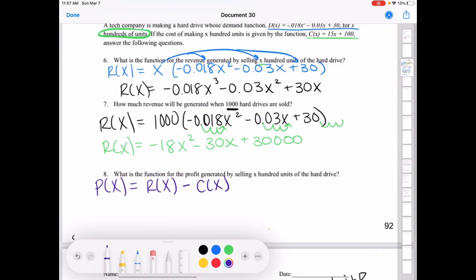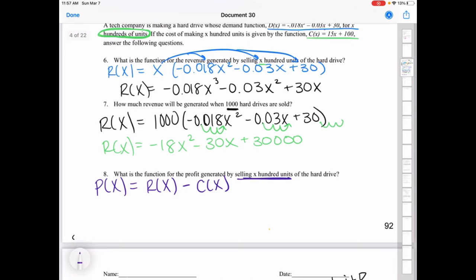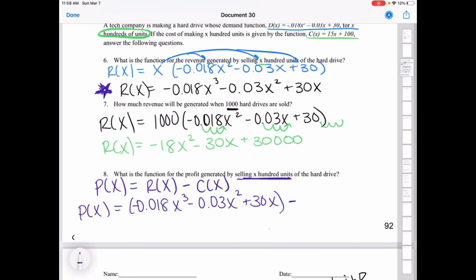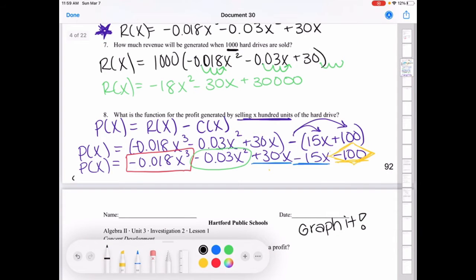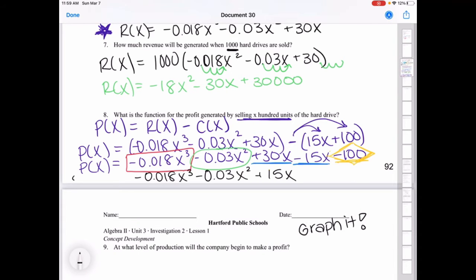Actually, we know our revenue. And again, it's for selling X hundred units. So we're looking at this polynomial, not from number 7. So we're going to say P of X is equal to the revenue minus the cost. You can just distribute this negative here, and this will give you negative 15x minus 100, but this stays the same. So now I need to combine my like terms. So if I rewrite this, I'm going to get -0, this as my profit.